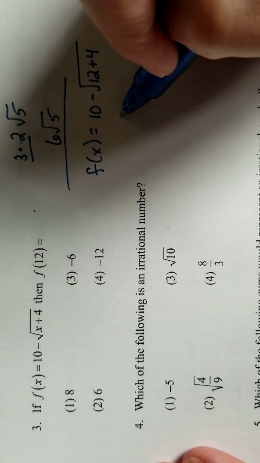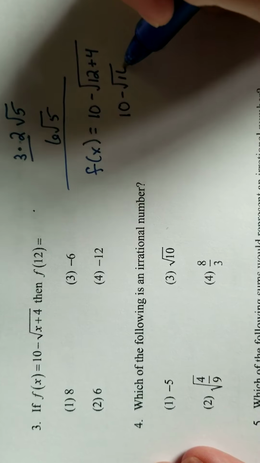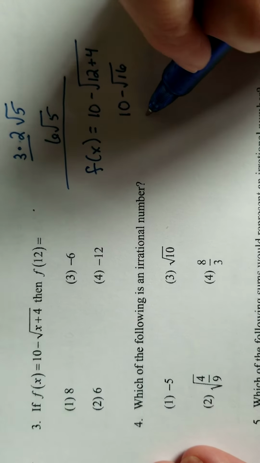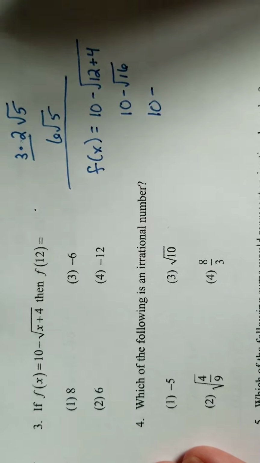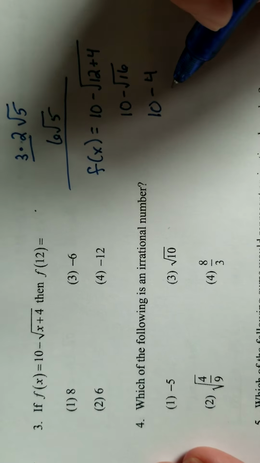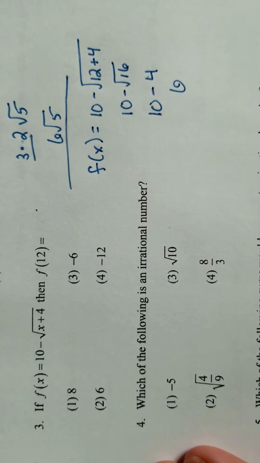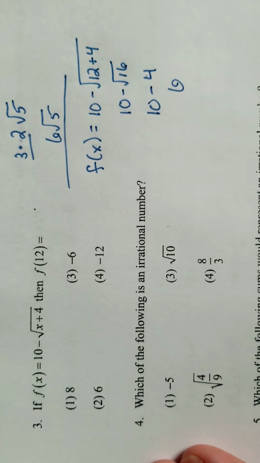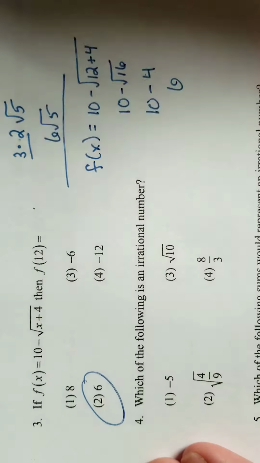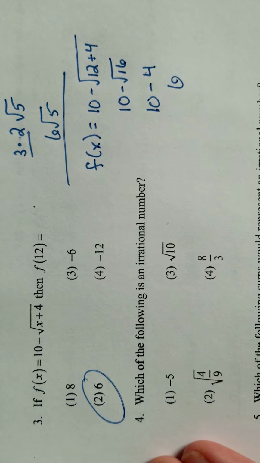12 plus 4 gives you 16. 16 is a perfect square. So the square root of 16 is 4. 10 minus 4 gives you 6. And that will give you number 2.